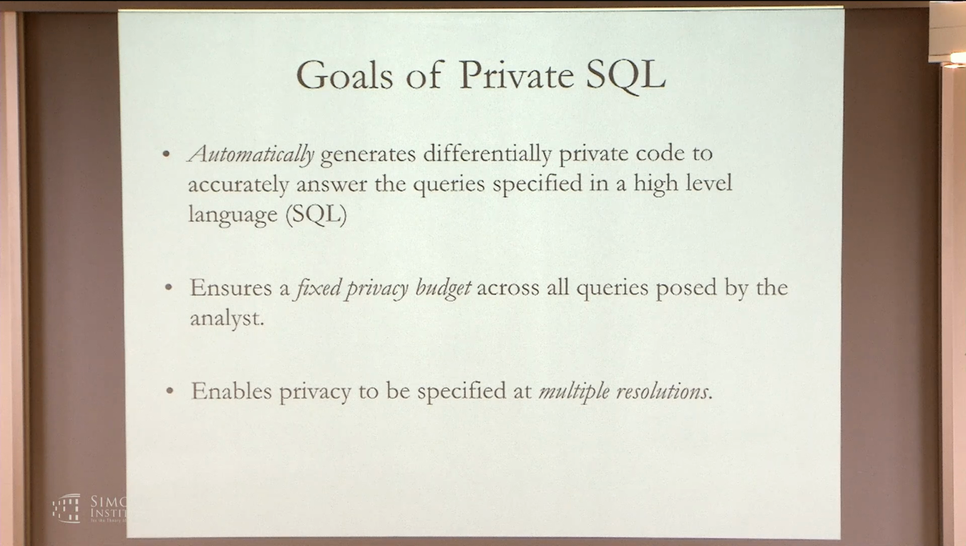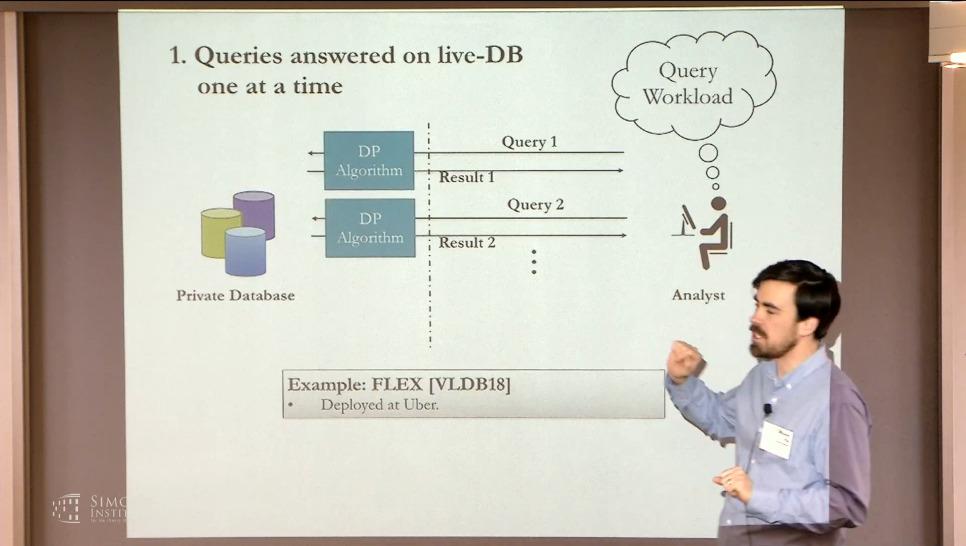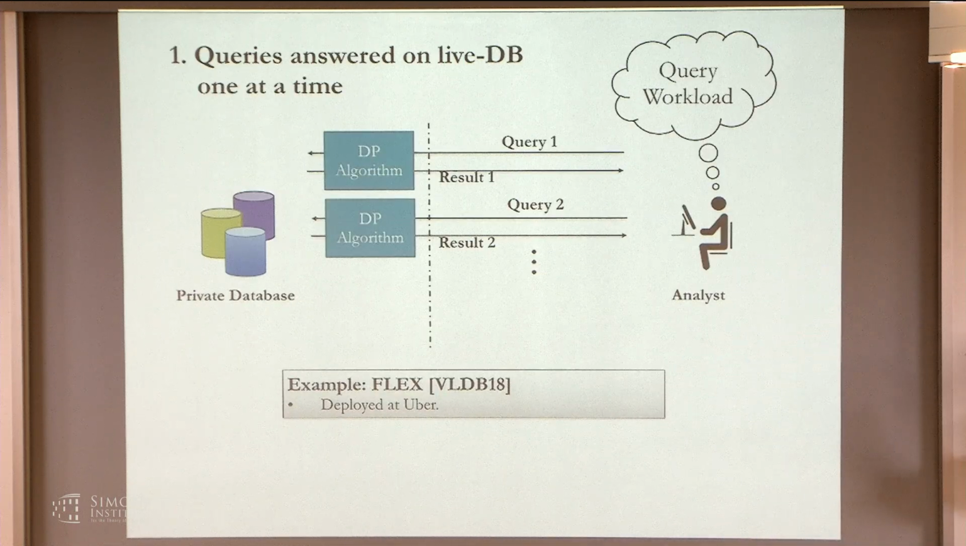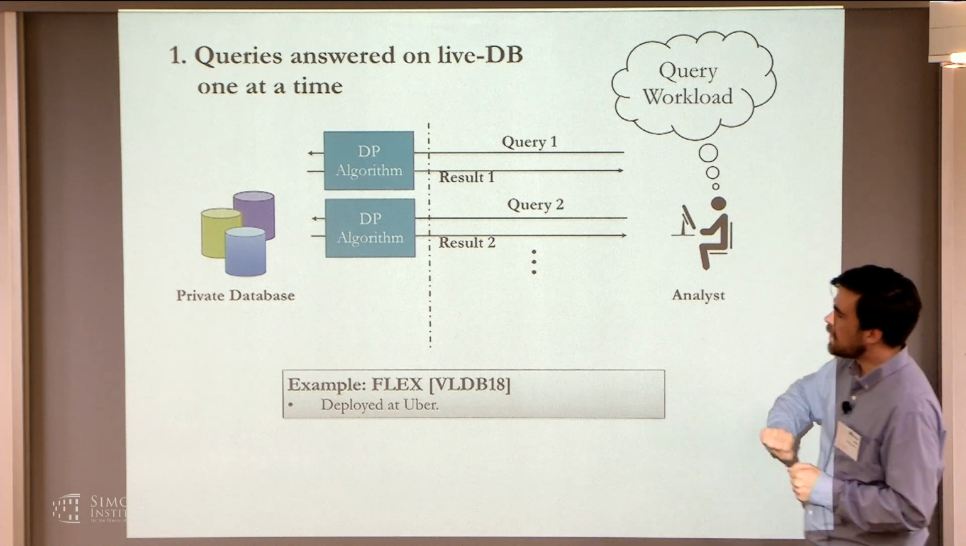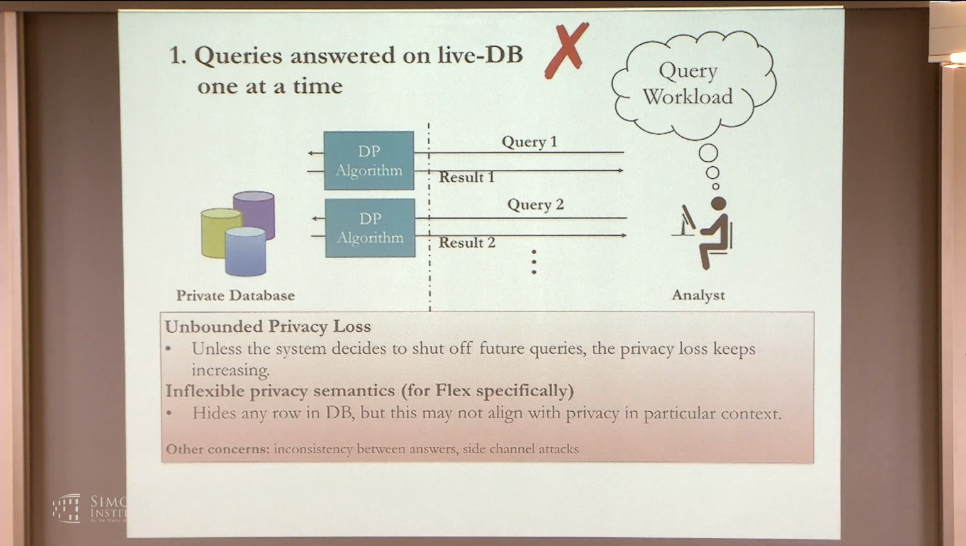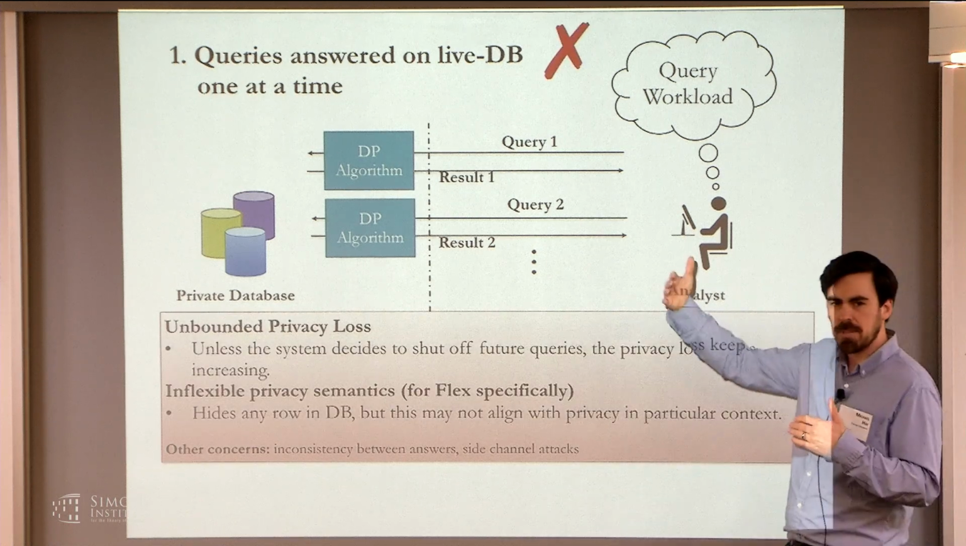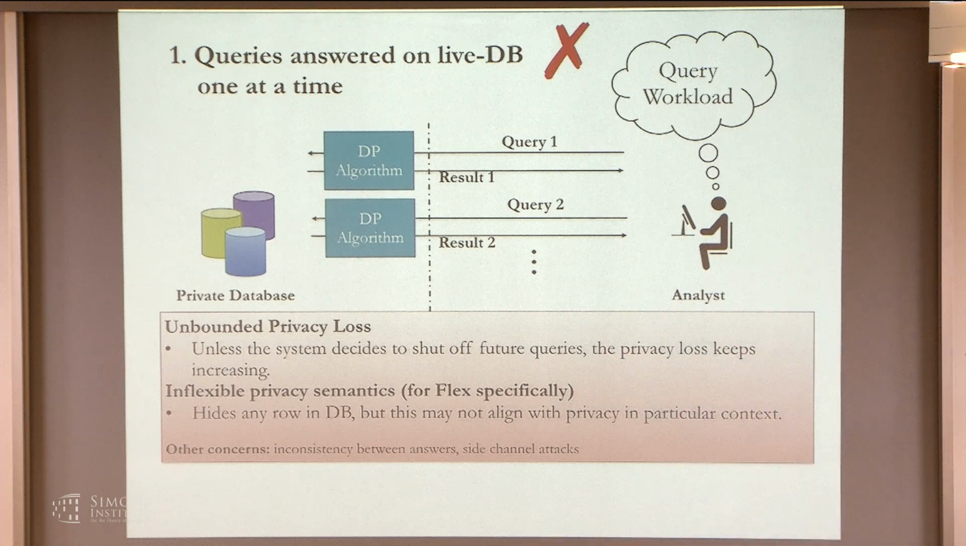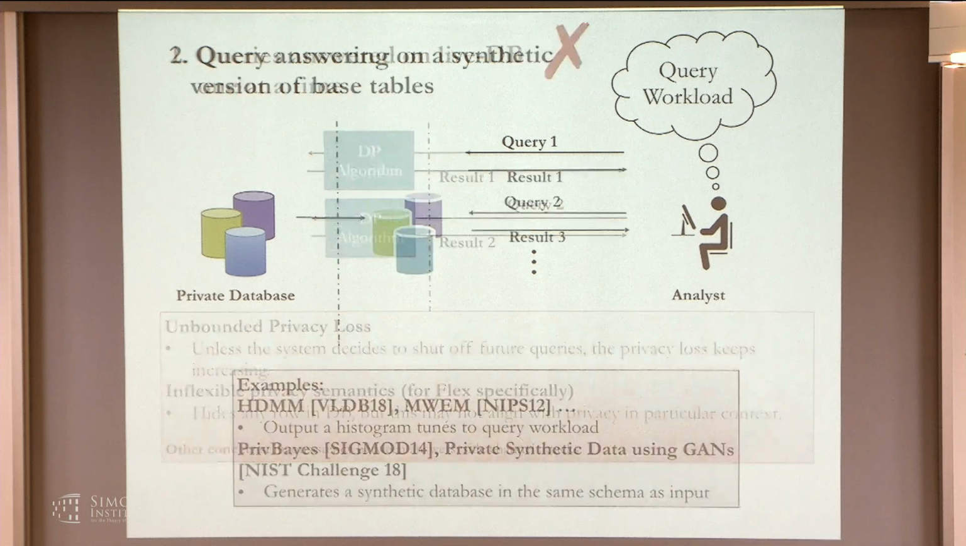Well, I'll just say, okay, so really quickly, you can think about two approaches to this. There's been some work on answering SQL queries, the Flex work by Dawn Song's group and others, as deployed at Uber. One limitation is that this is a query-at-a-time approach, and so the epsilons accumulate, and you get this potentially unbounded privacy loss. Specific to Flex in particular, the semantics are a little bit unclear: it hides any row in the database, but depending on the application, this may not actually align.